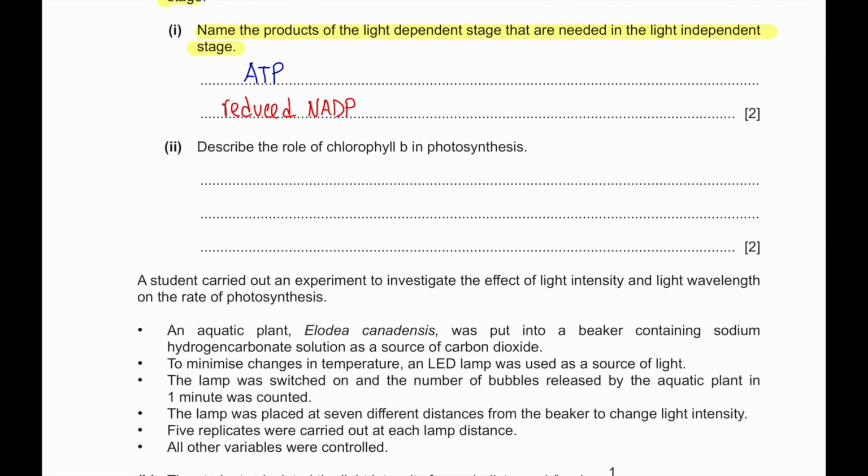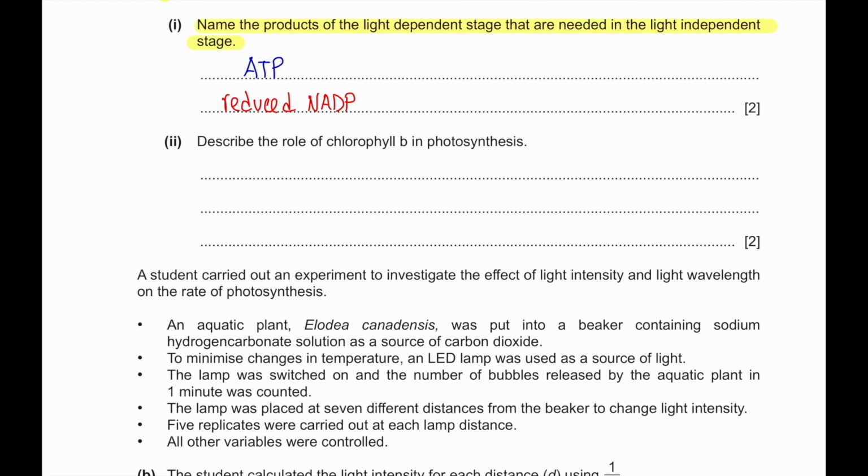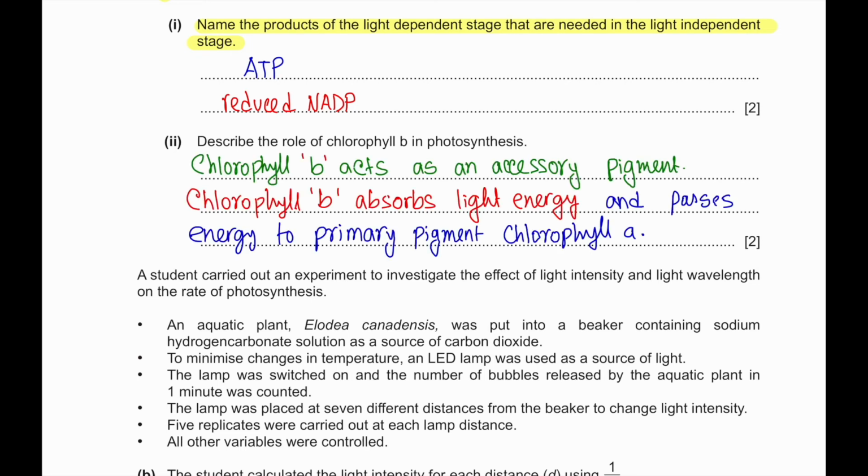Describe the role of chlorophyll B in photosynthesis. We know that chlorophyll B can act as an accessory pigment. So chlorophyll B can absorb light energy and pass the energy to the primary pigment, chlorophyll A.